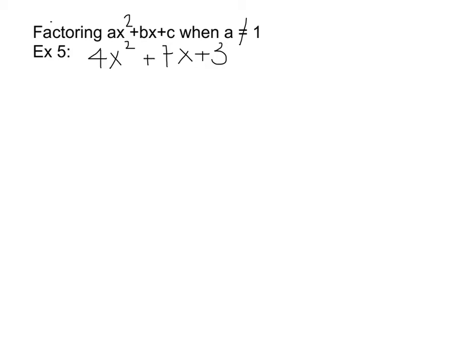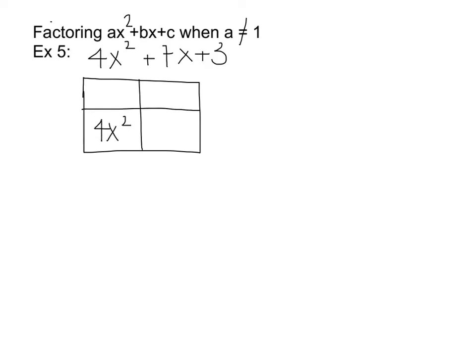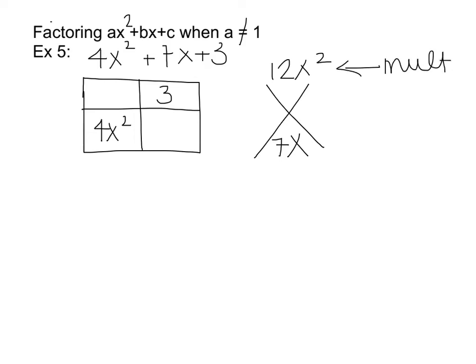Now we are going to look at examples for when your first term doesn't have a 1 or a negative 1 in the front. So this time we have 4x squared plus 7x plus 3. So again, I'm going to draw my magic box. First term goes in the bottom left. Last term goes in the top right. Middle term goes in the bottom of your x. And 4x squared times 3 gives you 12x squared. So you're looking for something that multiplies to 12, that adds to 7.